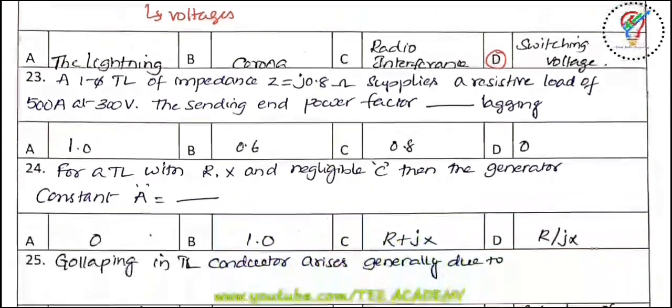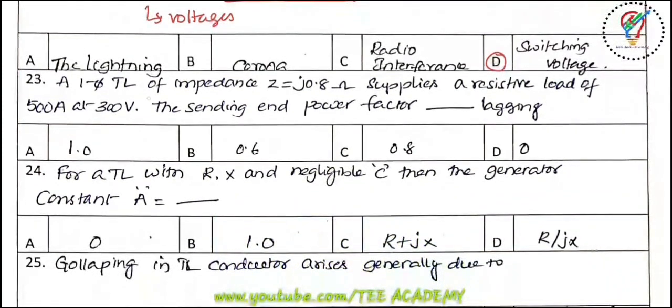Next one, 23rd question here, a single phase transmission line having an impedance of Z equal to 0.8 ohm supplies a resistive lagging load of 500 amperes at 300 volts. The sending end power factor. So to find the sending end power factor, Vs is equal to Vr plus I times XL. So Vr is 300 plus current 500 into j0.8. Okay, if you solve this, you will get 300 plus j400.